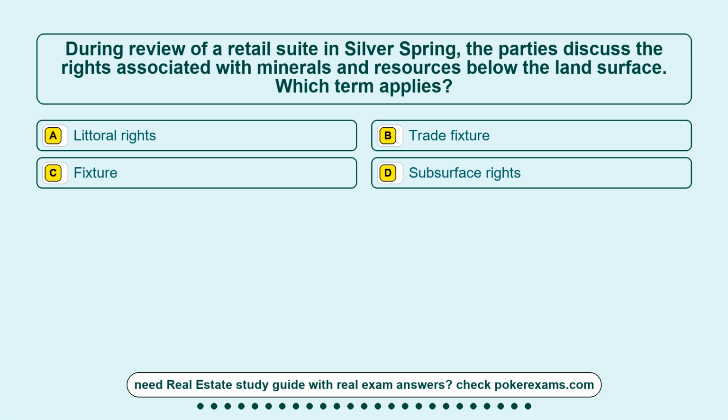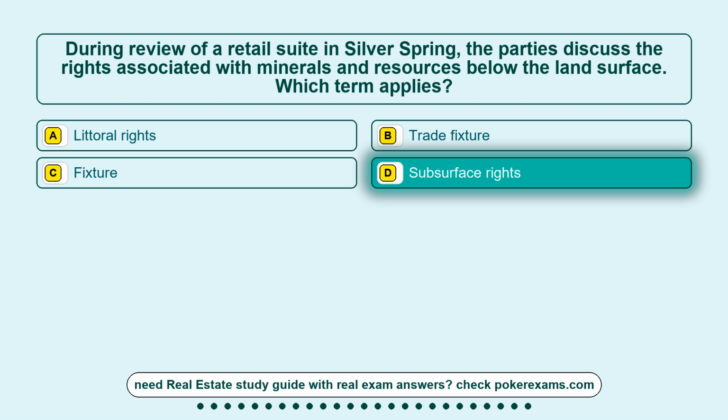Question 9. During review of a retail suite in Silver Spring, the parties discussed the rights associated with minerals and resources below the land surface. Which term applies? Option A, literal rights. Option B, a trade fixture. Option C, fixture. Option D, subsurface rights. The correct answer is option D, subsurface rights.